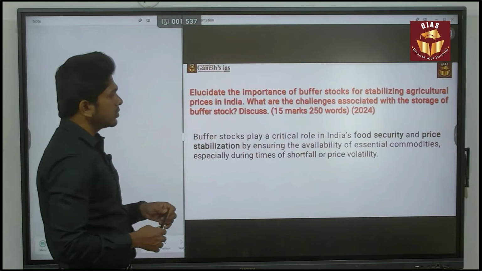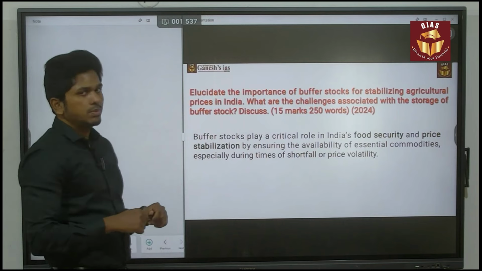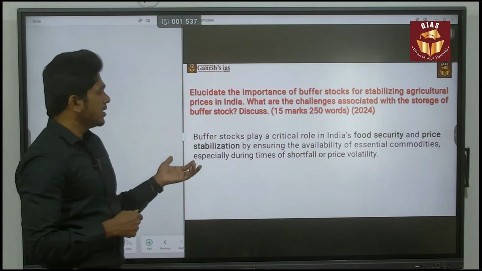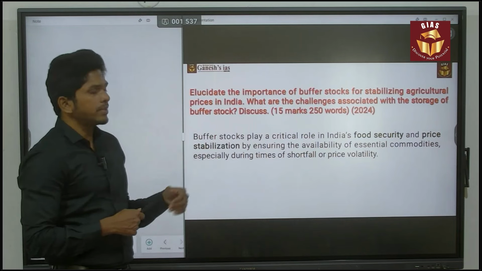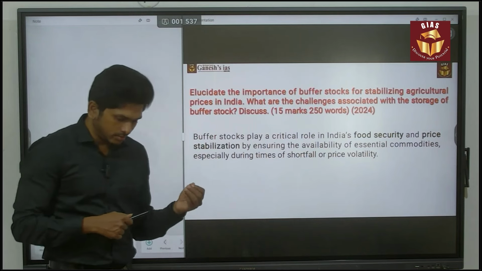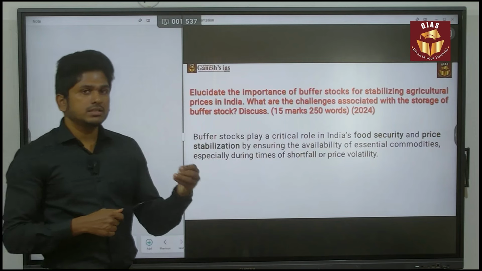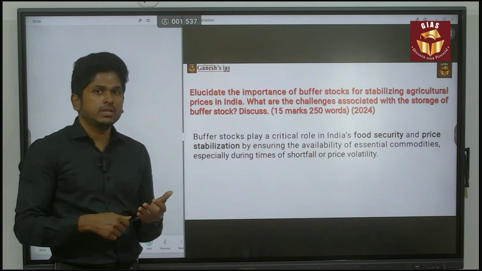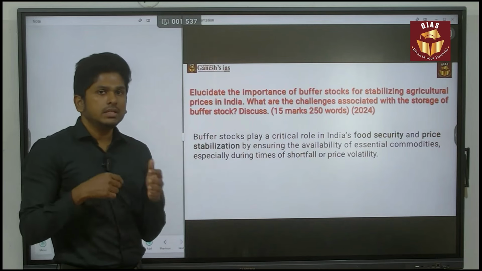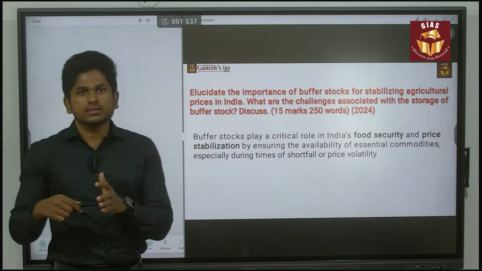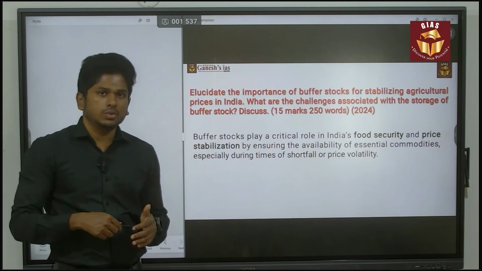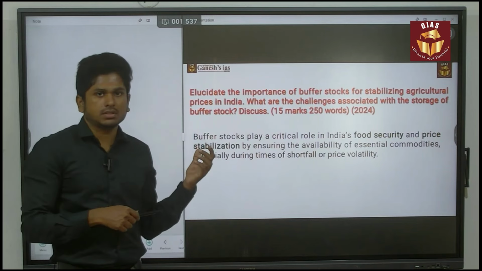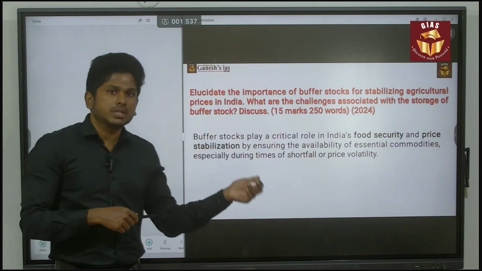Buffer stock plays a critical role in India's food security and price stabilization by ensuring the availability of essential commodities, especially during times of shortfall or price volatility. For example, consider that in 2025 there is a drought, a monsoon failure. In that scenario, agricultural production will be very low. To overcome that, we need to maintain buffer stock to provide food security.